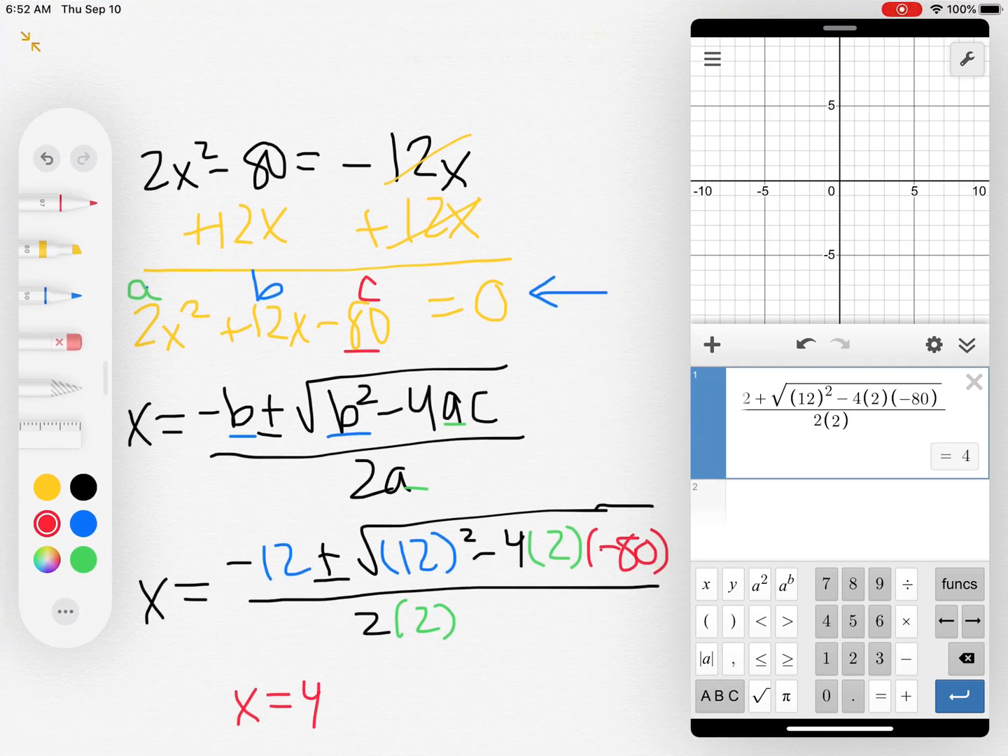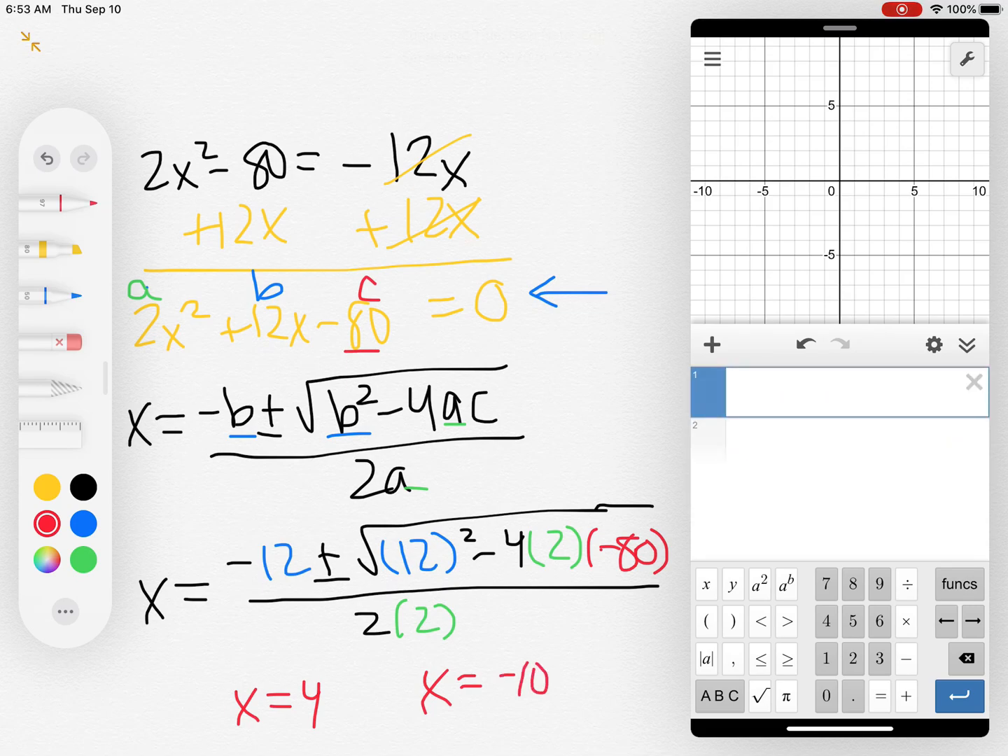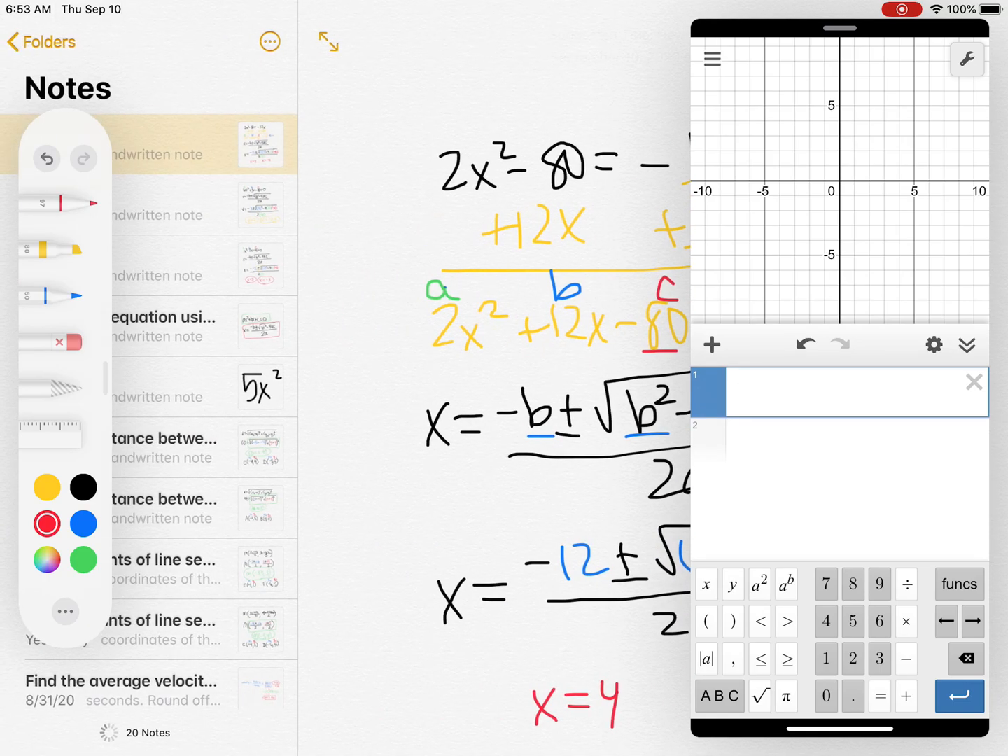Remember, we usually have 2. To get our other one, we just need to do the minus version, so change our plus sign into a minus sign. And our other solution is x equals negative 10. We're going to do one more just to make sure we're really awesome at this. We'll build on this a little bit more in the future.